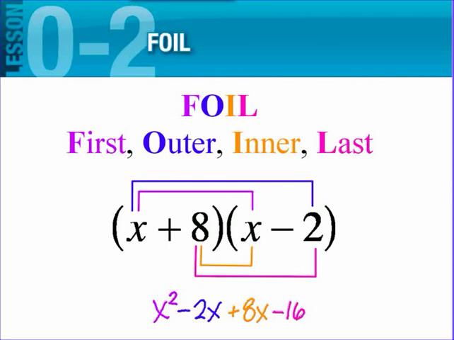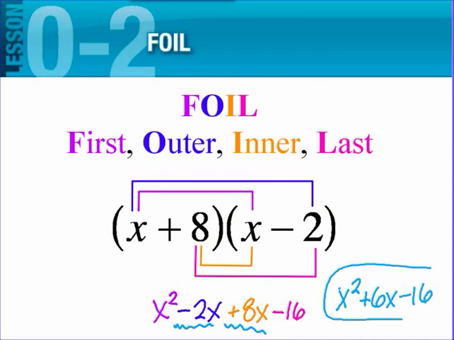Finally, what you need to do as your final step is simplify those. So to simplify those, I'm going to add like terms here and here. And I get x squared plus 6x minus 16. Questions on that? Okay, are we remembering FOIL? We're going to look at another one.